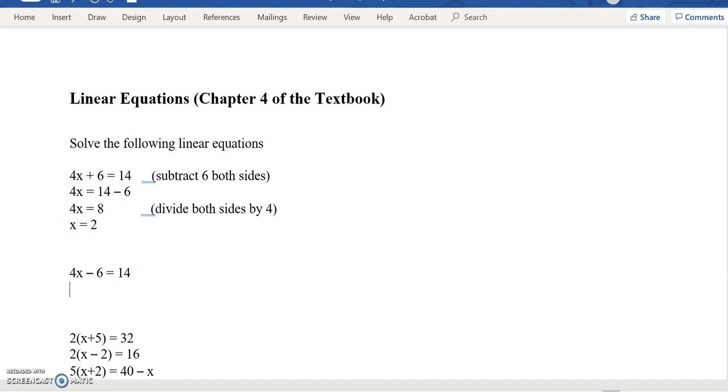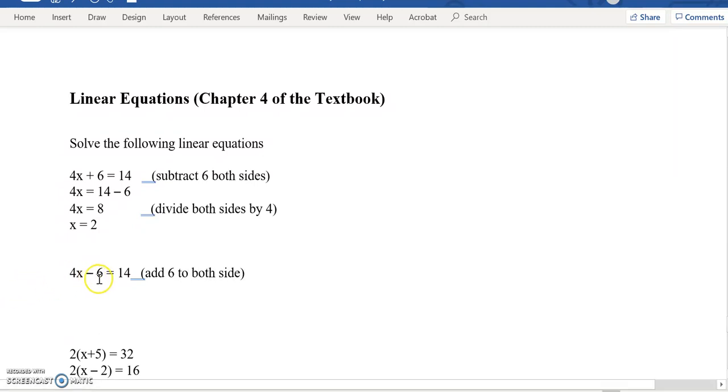Let's go to the next equation. In this case, we've got minus 6. We're going to get rid of this plus or minus first. The opposite of minus 6 is to add 6 to both sides. So we've got 4x minus 6 plus 6, which just leaves us with 4x. That is going to equal 14 plus 6.